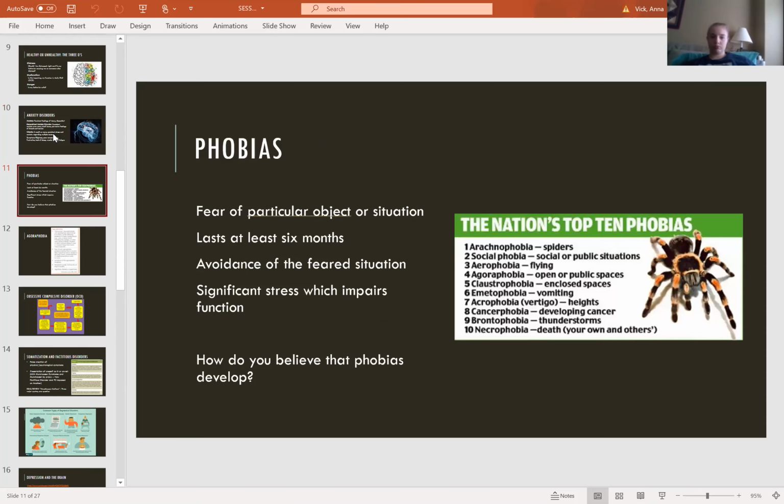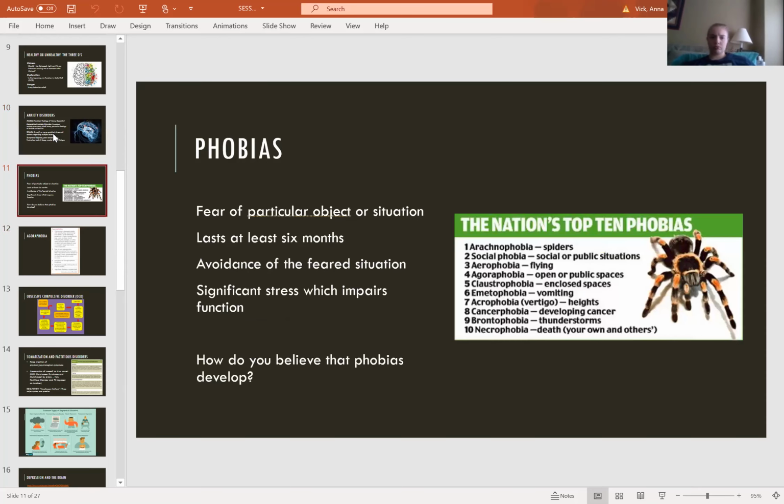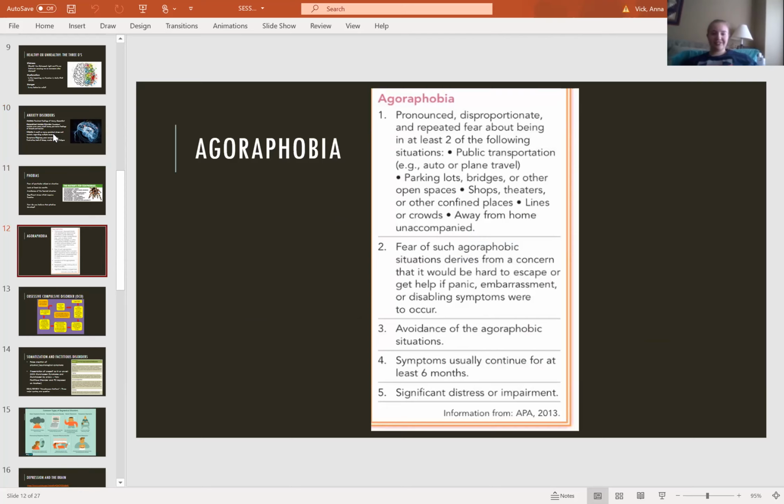So phobia is obviously a fear of a specific situation. There's a spider, it's kind of creepy, but most people are pretty familiar with phobias. Agoraphobia, that would be fear of a social place, particularly crowded places.